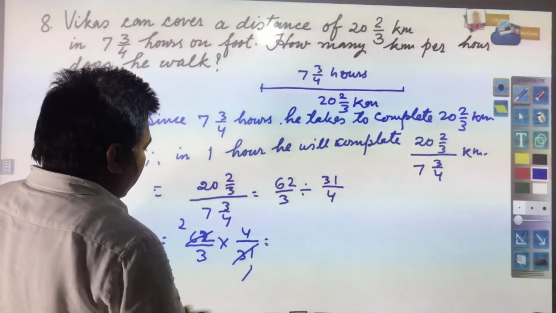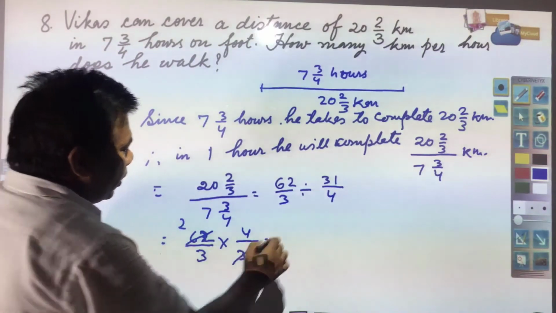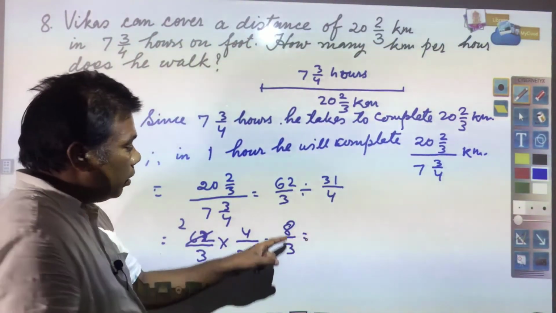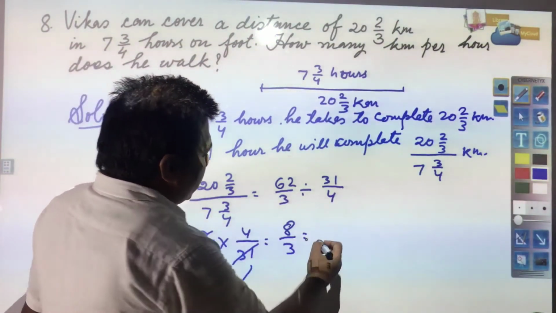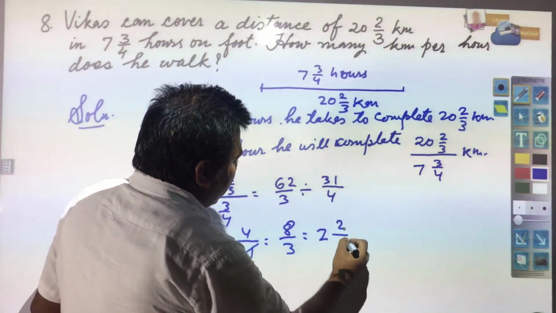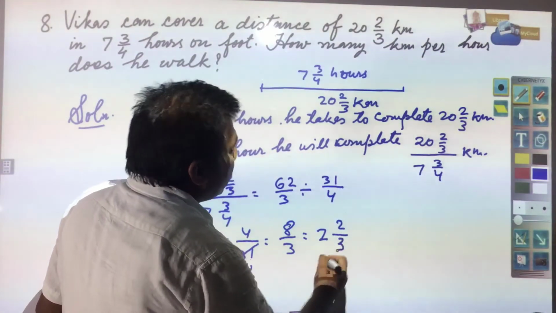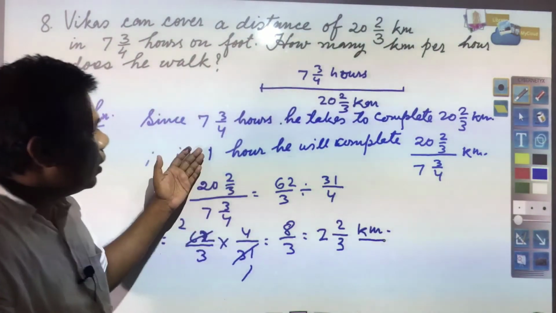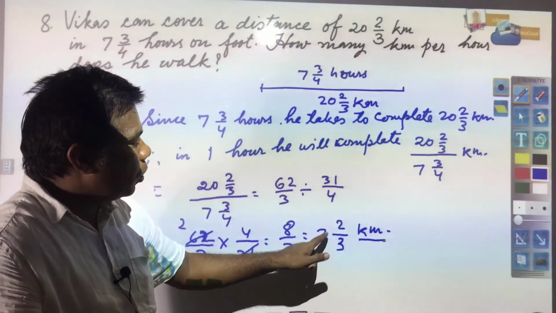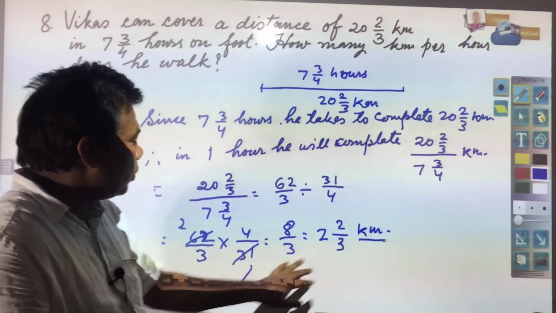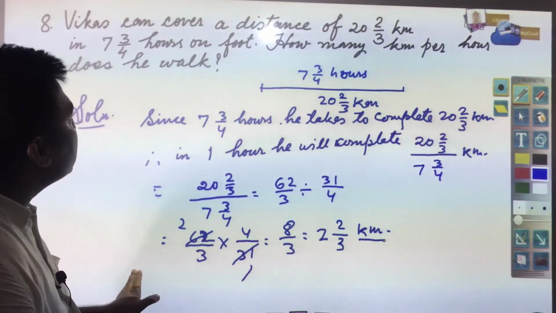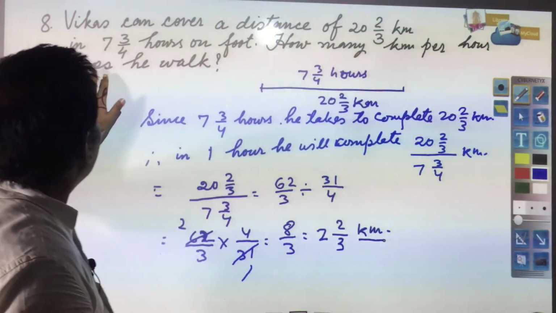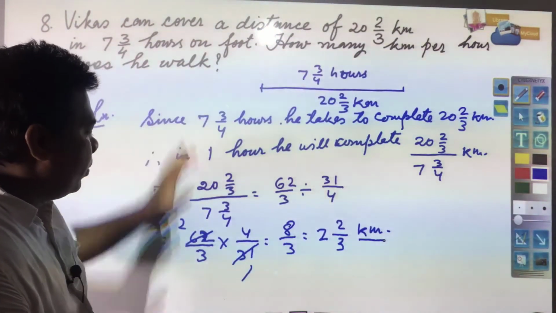So, finally, you will be left with 8 by 3, and this can be written as a mixed fraction. So, this will be 3 twos are 6 and 2, whole 2 by 3 kilometer. So, in 1 hour he will cover 2 whole 2 by 3 kilometer, and this will be your answer. So, you can write hence 2 whole 2 by 3 kilometer per hour he walks.